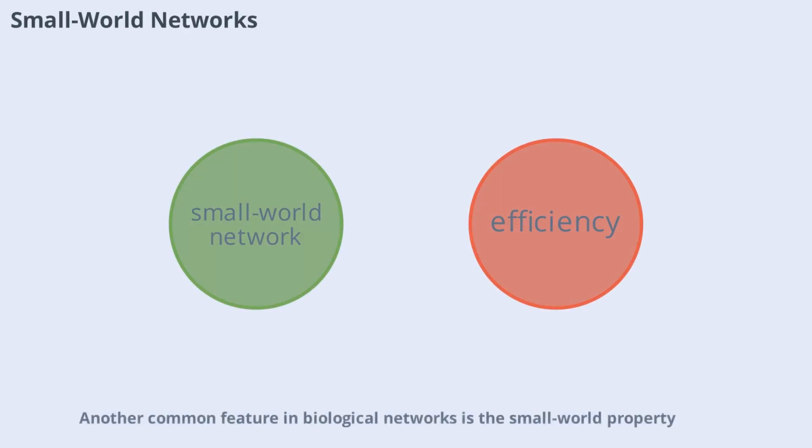Another common feature in biological networks is the small world property. In small world networks, most nodes can be reached from every other by a small number of steps. This allows for rapid communication and coordination, which is especially important in neural and social networks. The small world structure balances efficiency and resilience, making it a hallmark of many living systems.